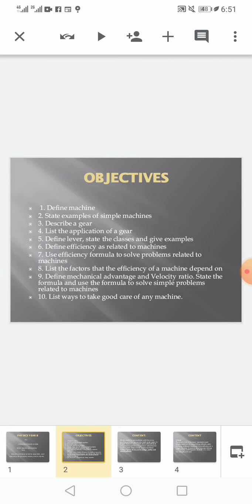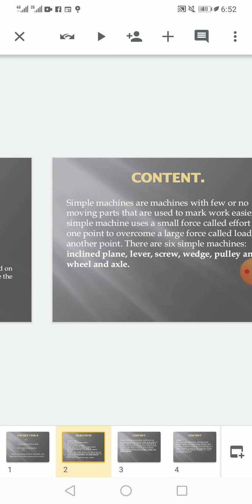And our objectives for this class are to define machine, state examples of simple machine, describe a gear, list applications of a gear, define lever and state the classes of lever with relevant examples, define efficiency as related to machine, use the efficiency formula to solve problems related to machine, define the factors that the efficiency of a machine depends on, define mechanical advantage and velocity ratio, state the formula and use the formula to solve problems related to machine, and last but not the least, list ways to take good care of any machine.